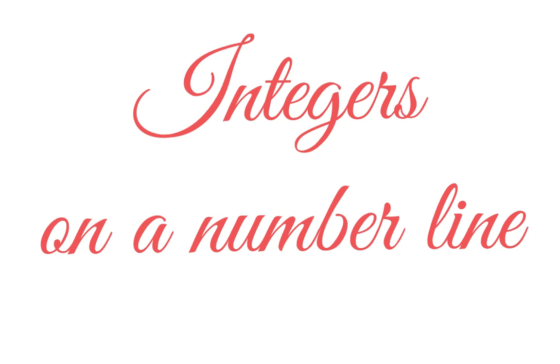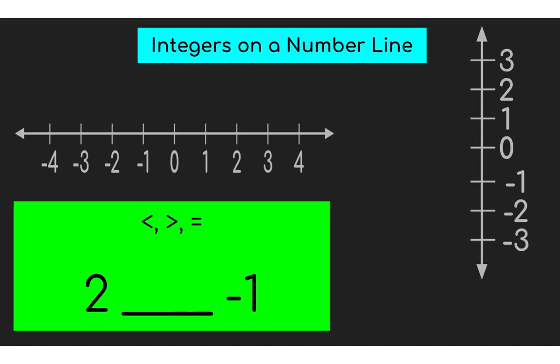Today we're going to be talking about the integers on a number line and how we order them using a number line. So first thing we're going to talk about tonight is the inequality of integers on a number line. So inequality just simply means less than, greater than, or equal to. And we'll be doing quite a few inequalities with this unit.